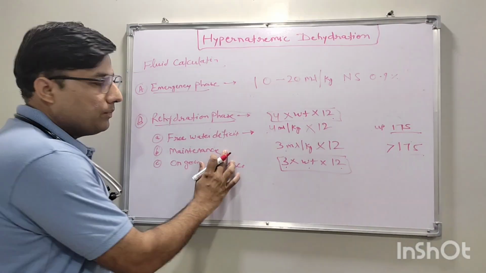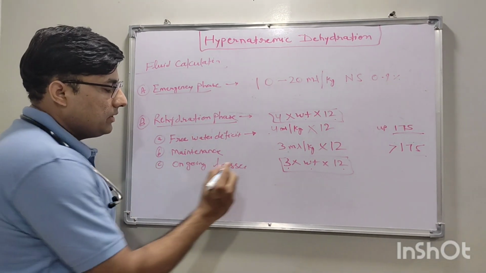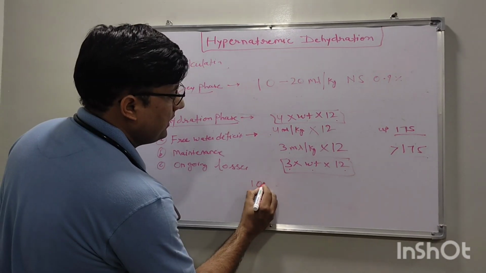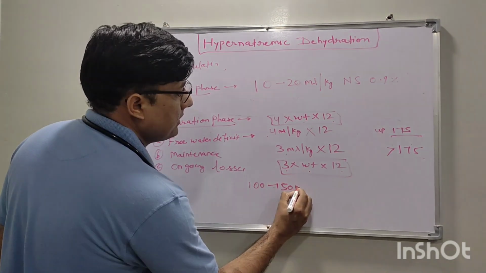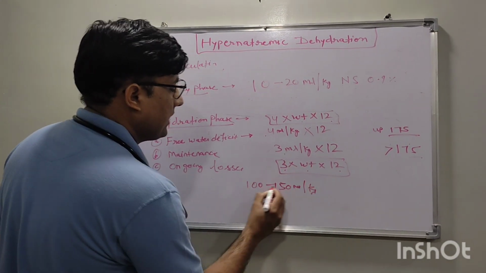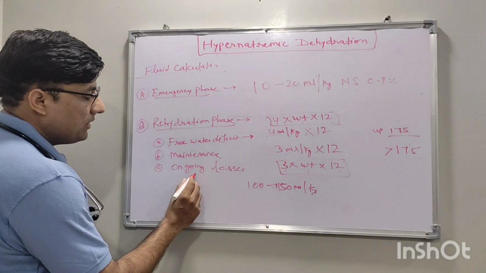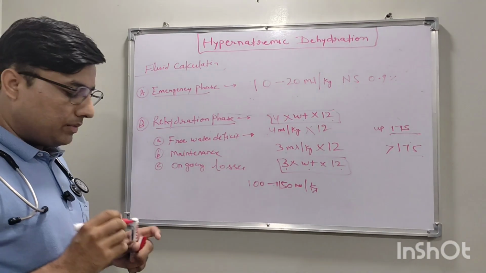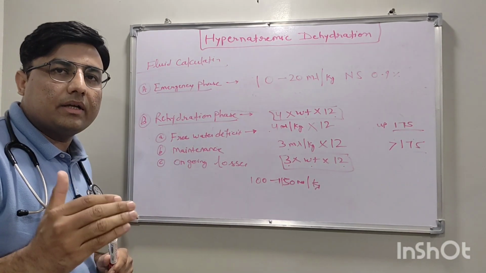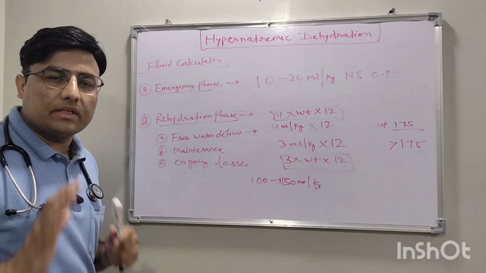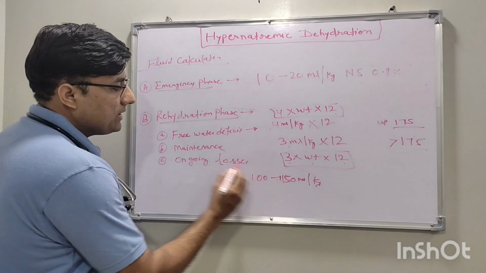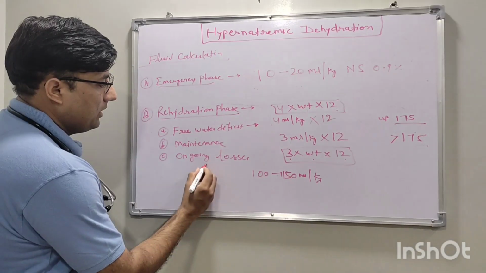Next is calculation of the maintenance fluid. So maintenance fluid will be calculated as 100 to 150 ml per kg. Then we'll calculate ongoing losses. If any baby is still having ongoing diarrhea, vomiting, or polyuria, those losses will be replaced.